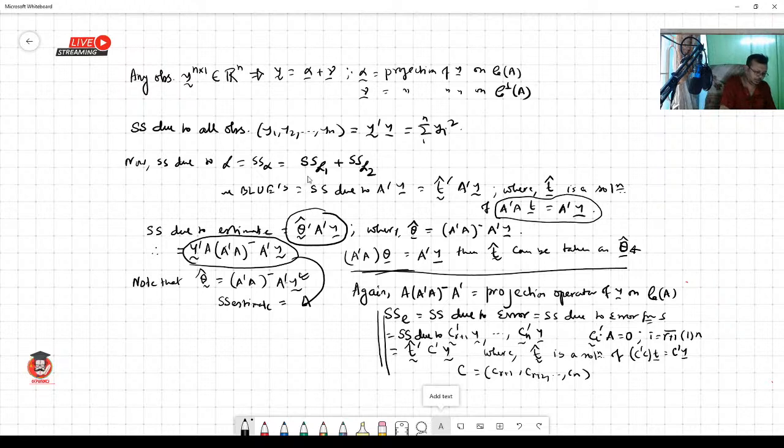We already know this result, provided L1, L2 are subsets of script L, and these two linear sets are orthogonal to each other. We have already seen this.